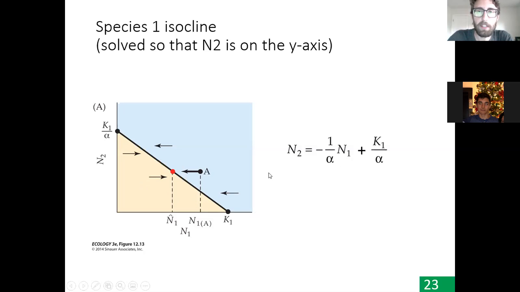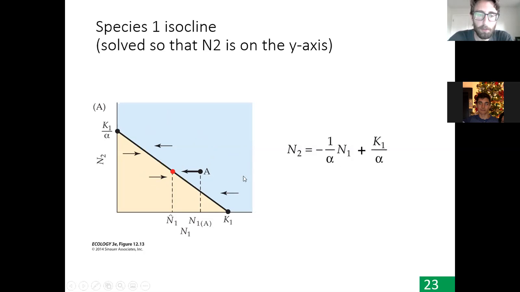And just like we did with predator and prey, we can see what's happening in different regions of the graph. So again, this is species 1's isocline. So we're looking at the species that's on the x-axis. And so we're looking for the horizontal component of these vectors that are showing how species 1 is going to respond to different densities.